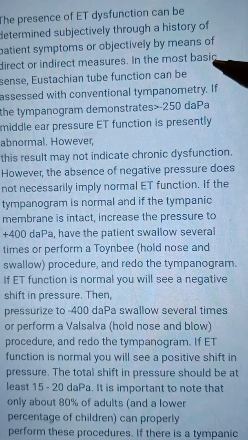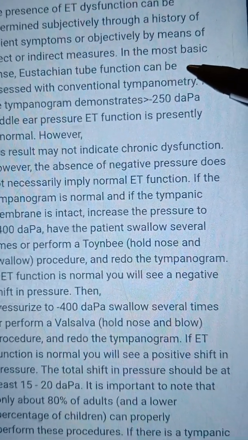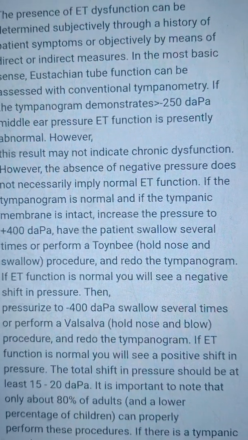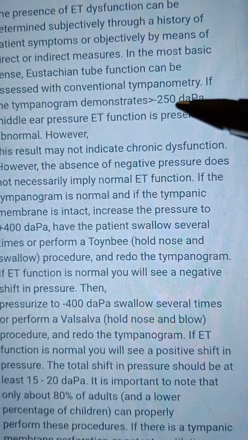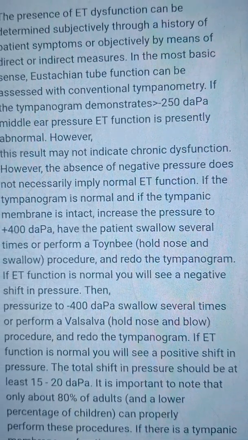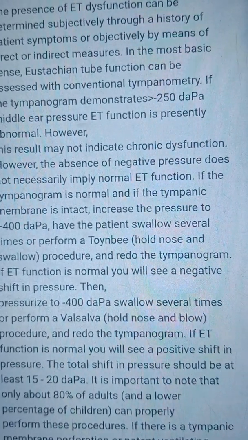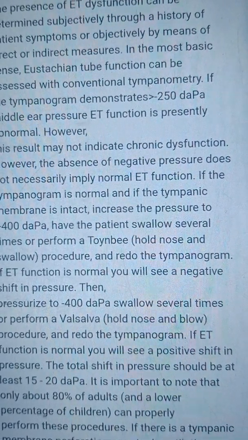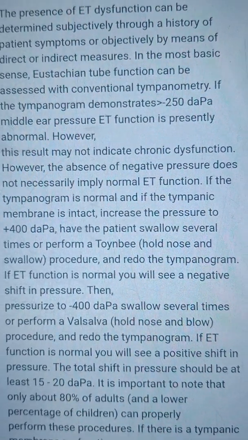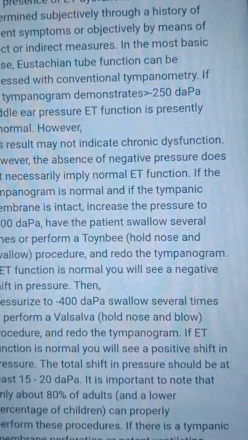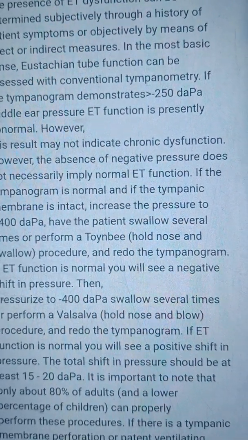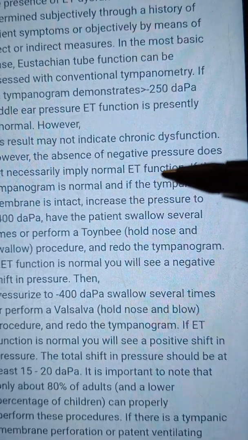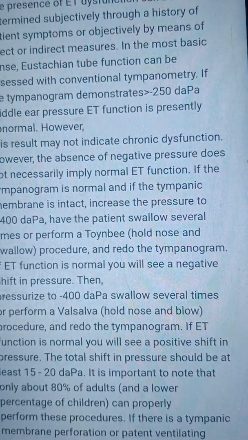In the most basic sense, eustachian tube function can be assessed with conventional tympanometry. If the tympanogram demonstrates more than 250 decapascals of middle ear pressure, eustachian tube function is presently abnormal. However, this result may not indicate chronic dysfunction. The absence of negative pressure does not necessarily imply normal eustachian tube function.